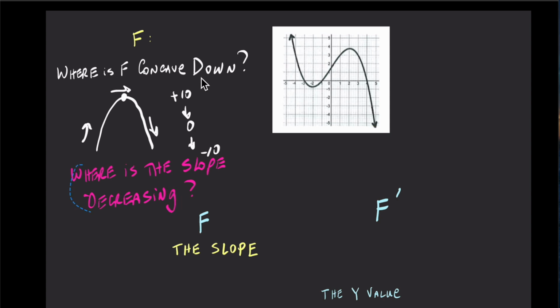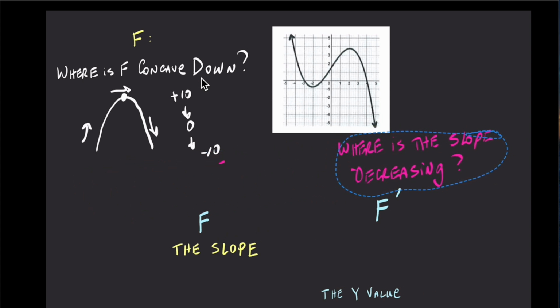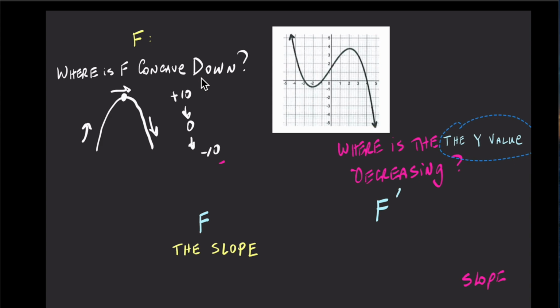We're going to take this phrase and we're going to replace the word slope with the words the y value of f prime right there. So where is f concave down? It's where the y value of f prime is decreasing. Here is going to have a concave down f, and here it's going to be a concave down original function f.